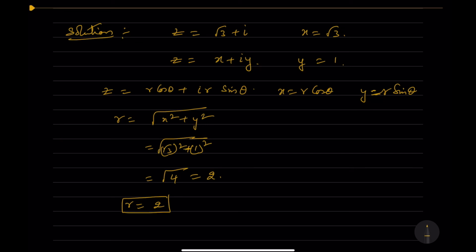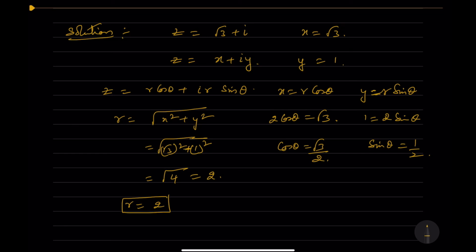So now we'll substitute over here. Now you know what this is. So 2 cos theta is equal to root 3, so cos theta is equal to root 3 by 2. And here y is 1, which is equal to 2 sin theta, so sin theta is equal to half.